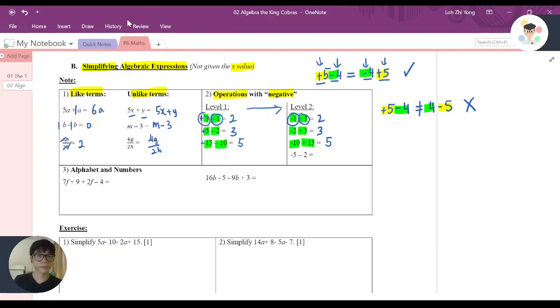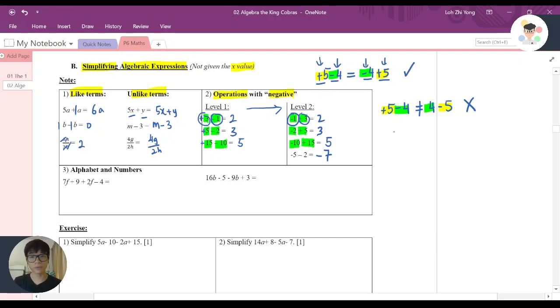Okay? Let's come back to this level 2 and the last question here. Negative 5 minus 2. Huh? Why not have two minus here already? Okay, basically you can just understand this question like this. I owe you $5 and I owe you again another $2. Then you know that actually I owe you how many dollars? $7. That's why here is minus or negative 7.